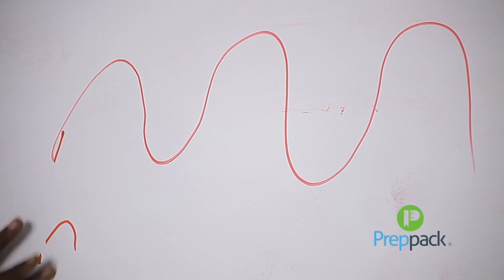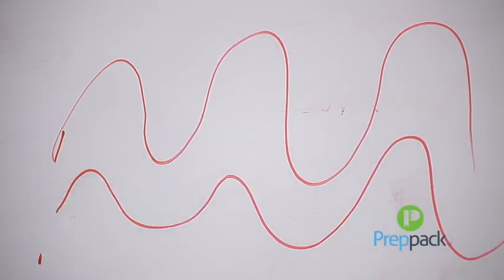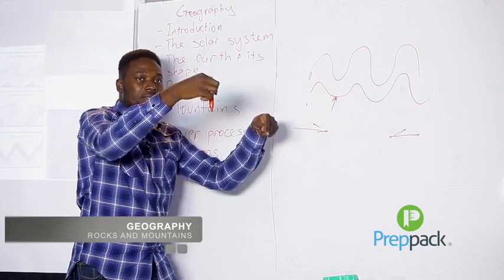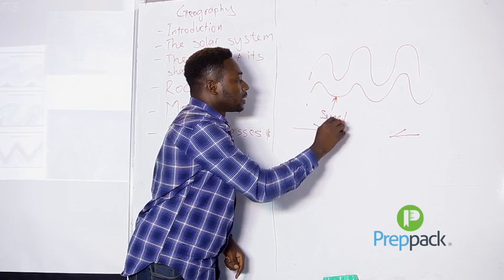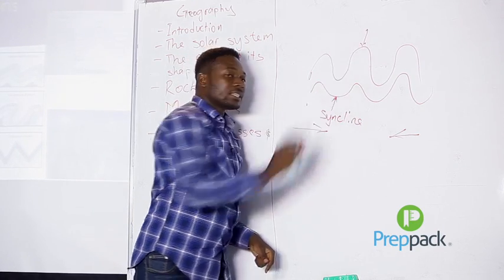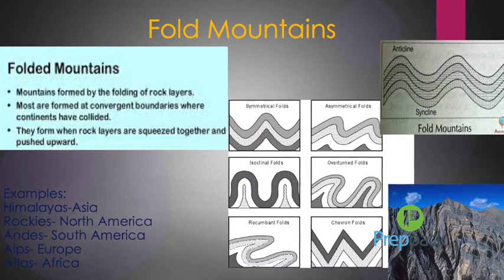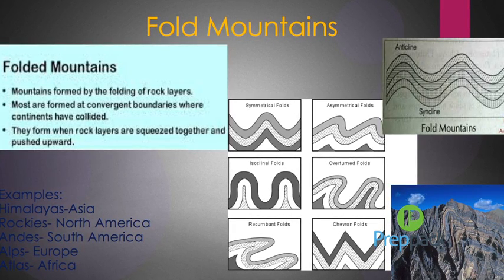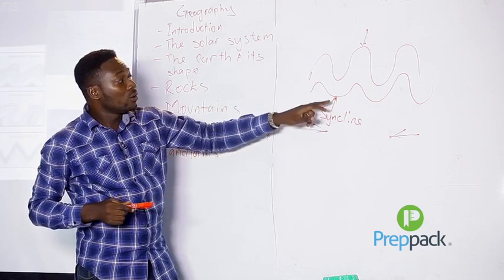So when we have this fold, this gives us the syncline, the lower part, which is depressed. We have the syncline, and the upper part here is the anticline, as we can see in this diagram. So fold mountains are formed by folding of rock layers. And the upper parts, which are on the top here, are the anticlines, and the lower parts are synclines.